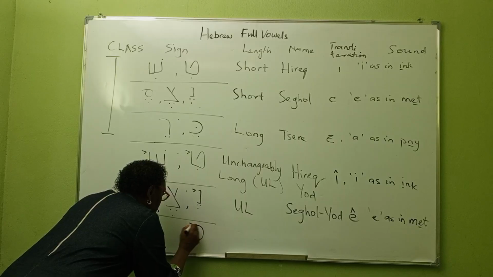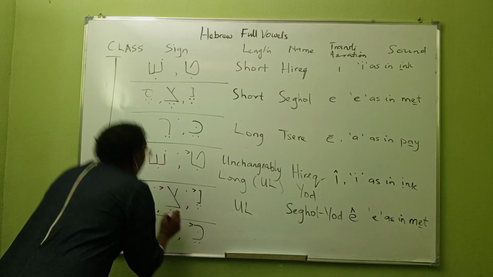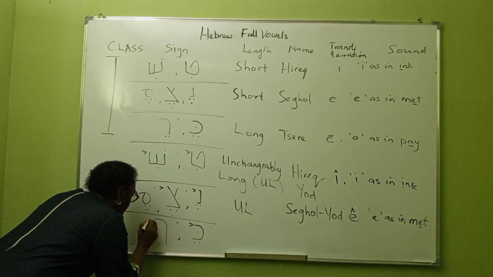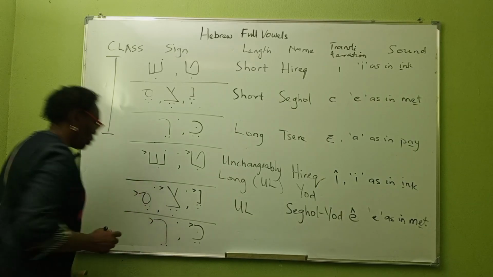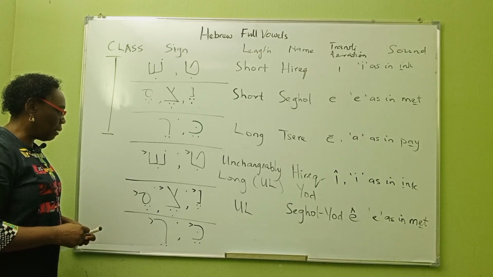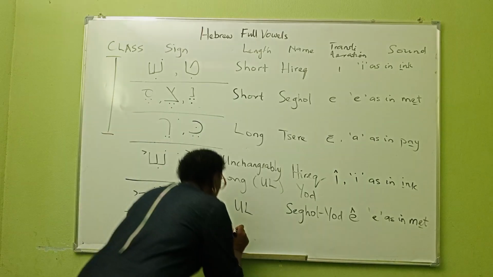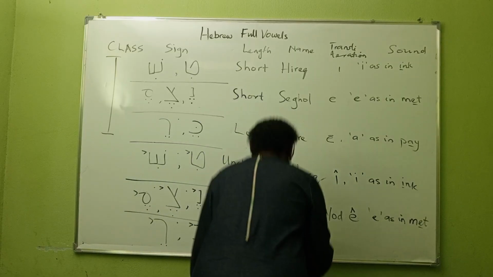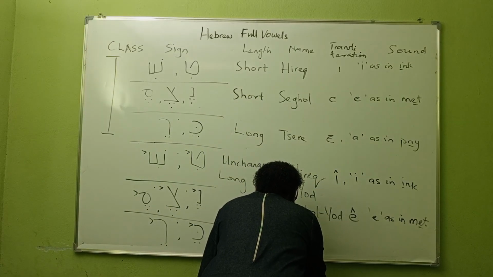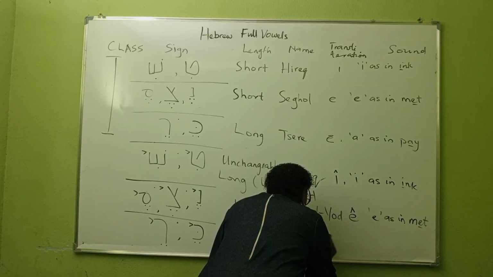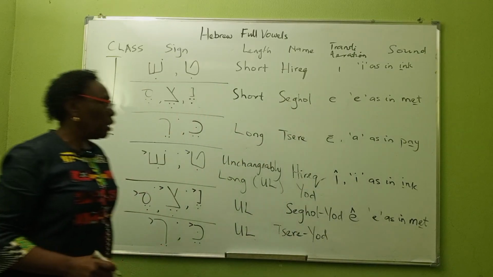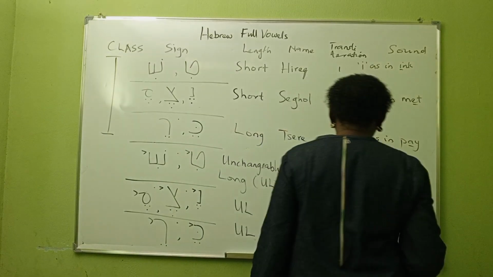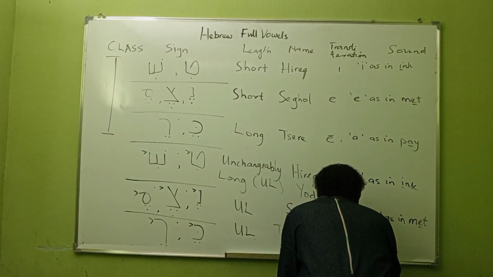And that will be Sere Yod. Let's have Sere Yod. And then we can still use the resh also there. It's also Sere Yod. Okay? I hope it's clear. You can see very well. It's also unchangeably long. In terms of its name, it's called Sere Yod. In terms of sound, it's not much different from what we have seen. So it is also A.